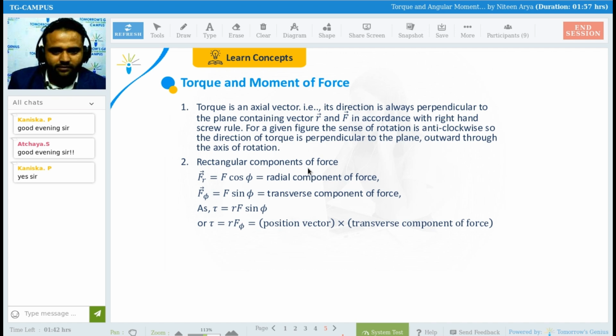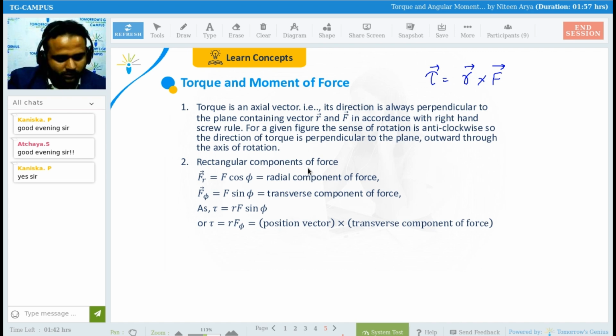So torque is an axial vector. That is, its direction is always perpendicular to the plane containing vector r and F. And it is very easy. In the previous class, we did this whenever we did the vector product. In a vector product, the three vectors are mutually perpendicular to each other in general. Say F is going in this direction.